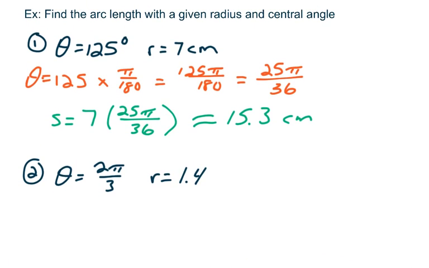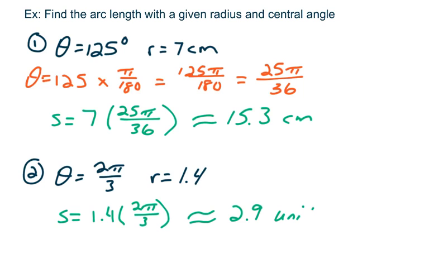Okay, so we'll leave that vocabulary term there just a second. So we don't need to convert, so we can go right into the formula. S equals, arc length equals our radius of 1.4 times our angle, 2 pi over 3. And again, you can type this directly into your calculator, round to the nearest tenth. It doesn't really say to, but I'm going to. We're going to find that the arc length is 2.9. And since we don't have a label already, we'll just say units.